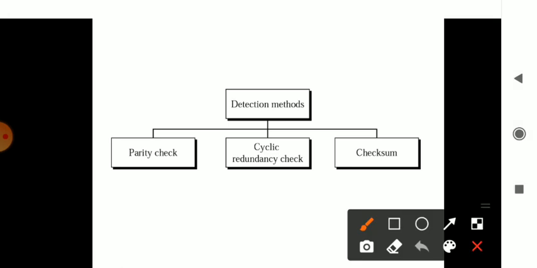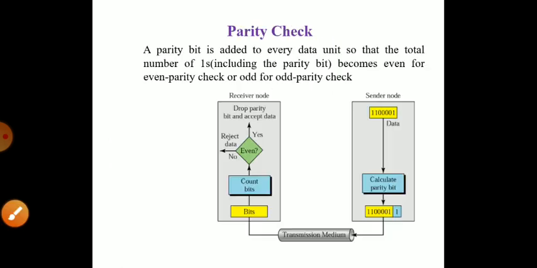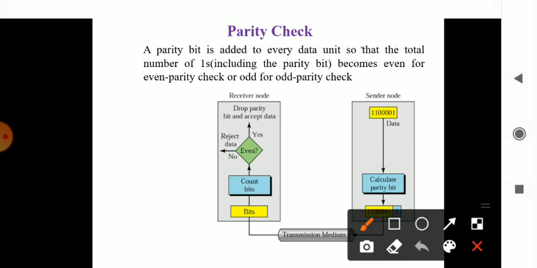In error detection methods, you have three types. One is the parity check, another is cyclic redundancy check, and another is checksum. One by one, let us deal with it. First, the parity check. What do you mean by parity check? It has two types: even parity and odd parity.